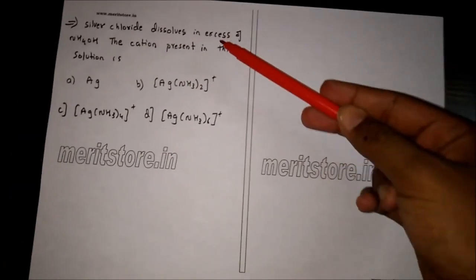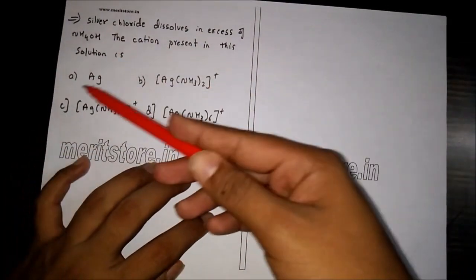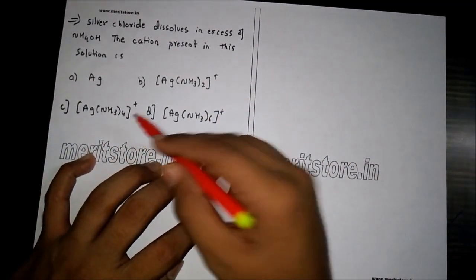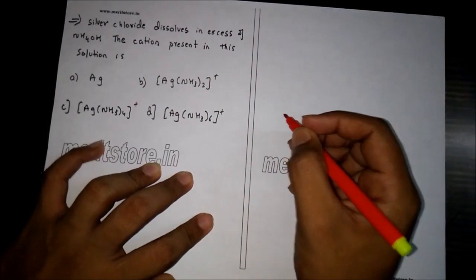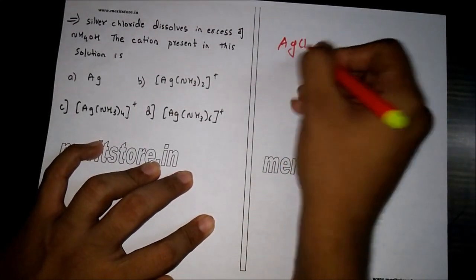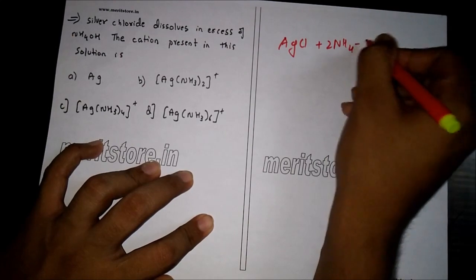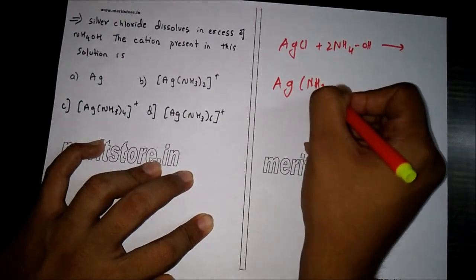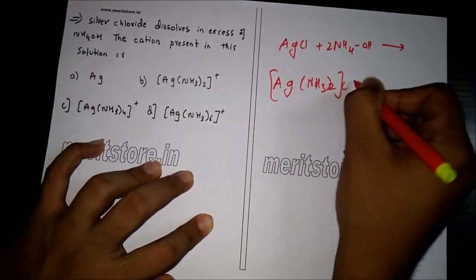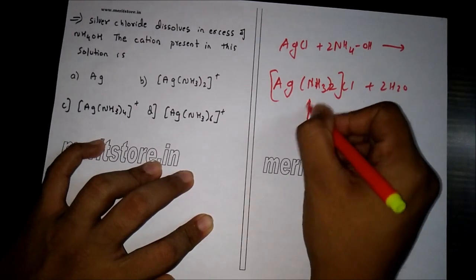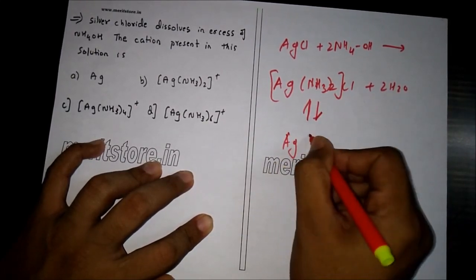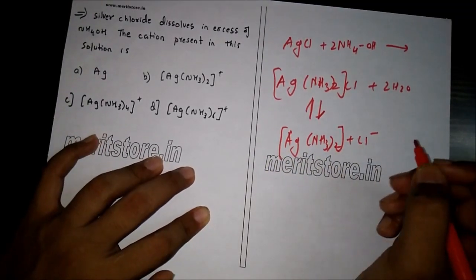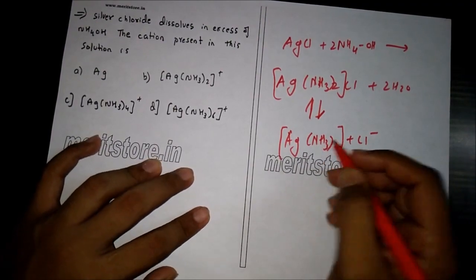Silver chloride dissolves in excess of NH4OH. The cation present in the solution is A, Ag plus, B, Ag(NH3)2 plus, C, Ag(NH3)4 plus, or D, Ag(NH3)6 plus. Now let's look at the reaction. Silver chloride, AgCl plus 2NH4OH, gives Ag(NH3)2Cl plus 2H2O. This on dissociation gives Ag(NH3)2 plus and Cl minus. Therefore the cation given is Ag(NH3)2 plus, which is option B.